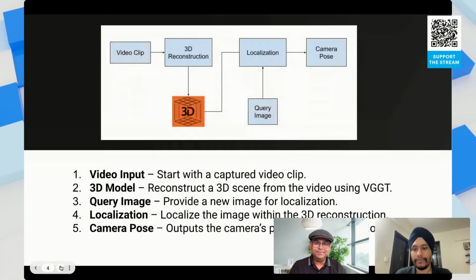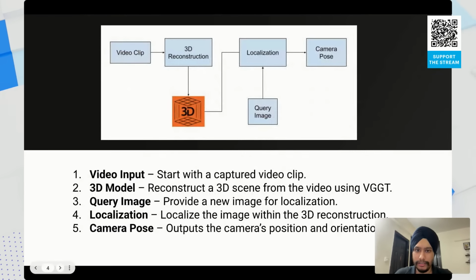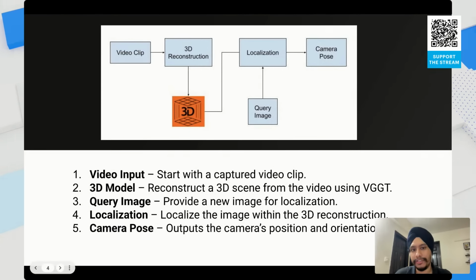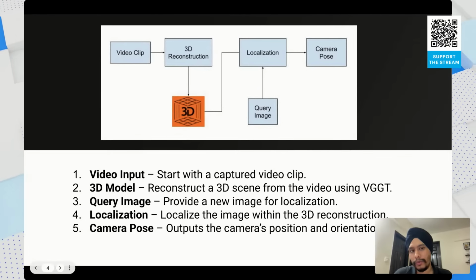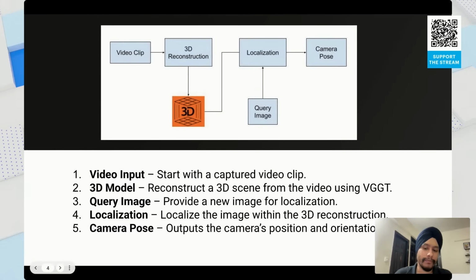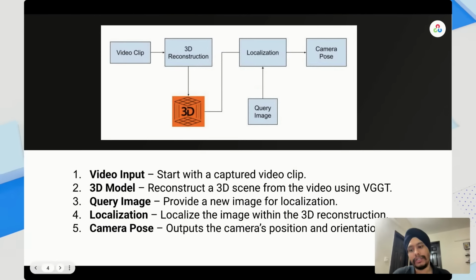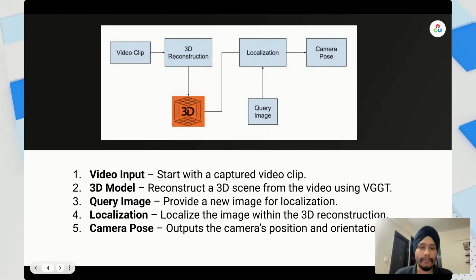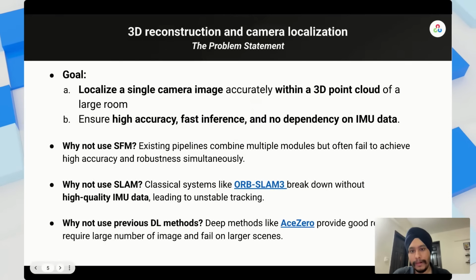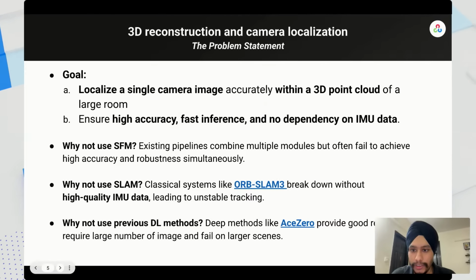Okay, so this is again the similar pipeline which we talked about. The video clip is the input, then we do the 3D reconstruction, then we move on to the localization part, in which we get a camera pose. In the end, we'll also see some cool visualization techniques that we can use to show the predicted camera pose as well.